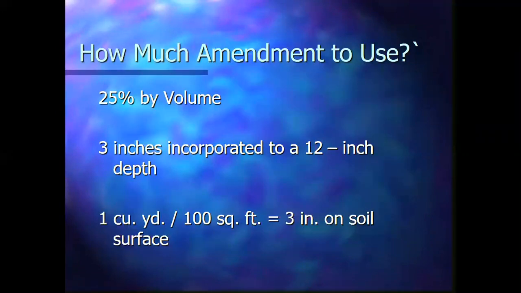How much? Ideally, if you're going to put 25% by volume, you put 3 inches on top of the soil and incorporate it to a 12-inch depth. Now this is if you're putting in flower beds and vegetables and things like that. Trees and shrubs do not need to have all this organic matter. In fact, we discourage use of organic matter.